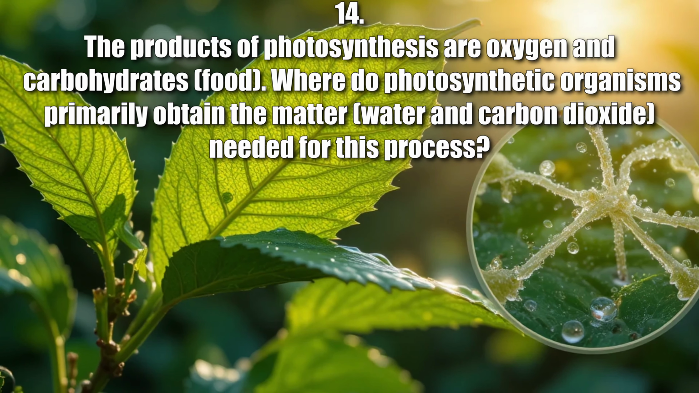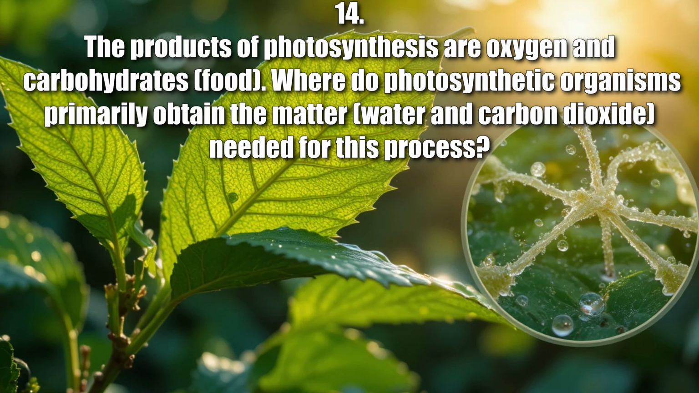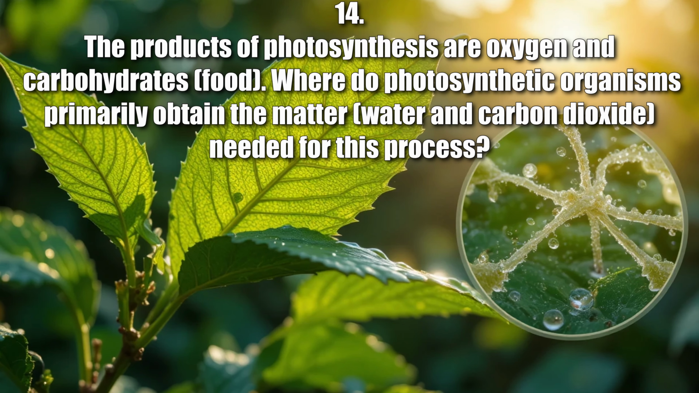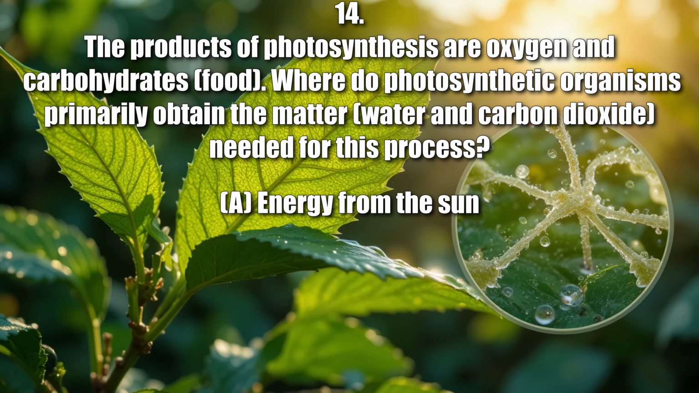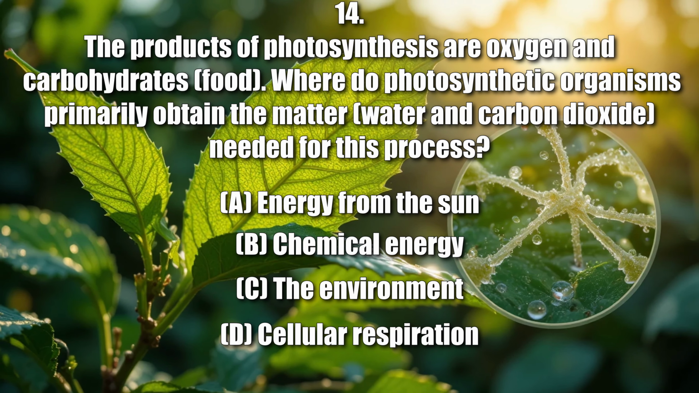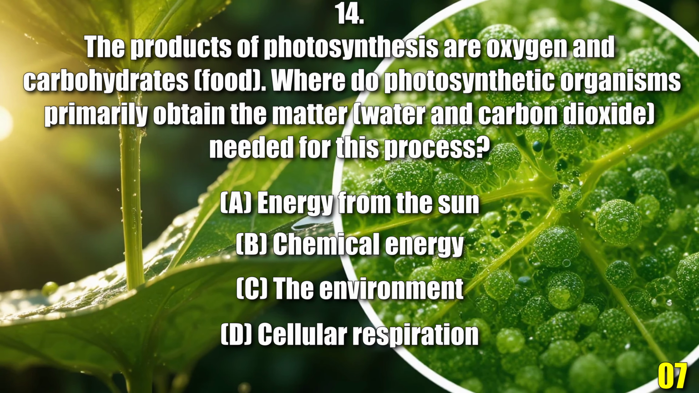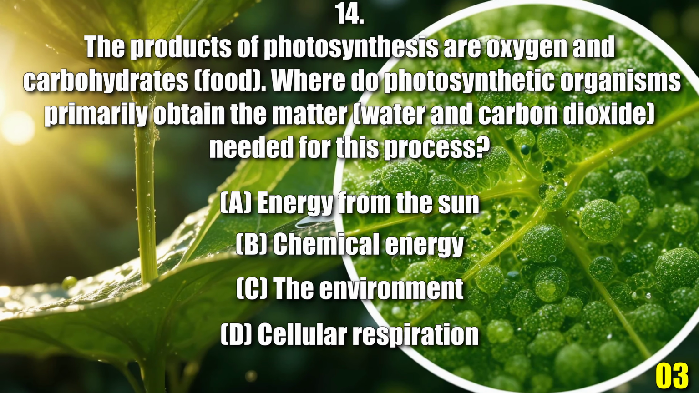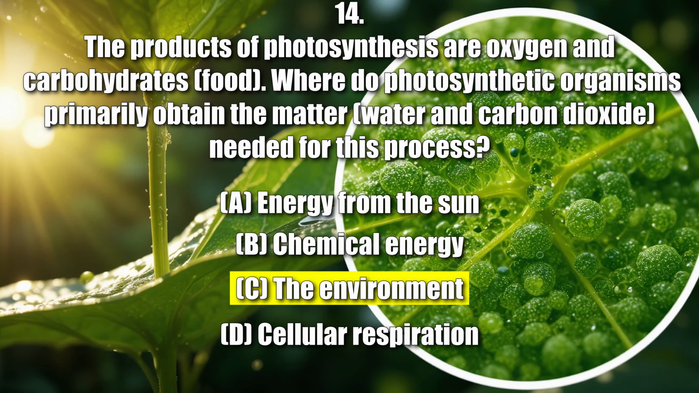14. The products of photosynthesis are oxygen and carbohydrates, food. Where do photosynthetic organisms primarily obtain the matter, water, and carbon dioxide needed for this process? A. Energy from the sun. B. Chemical energy. C. The environment. D. Cellular respiration. The correct answer is C.